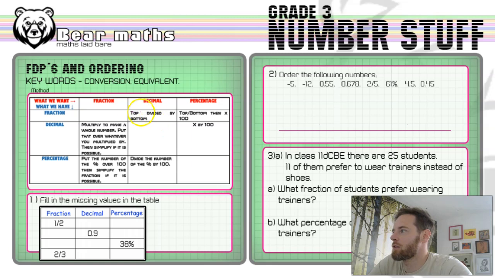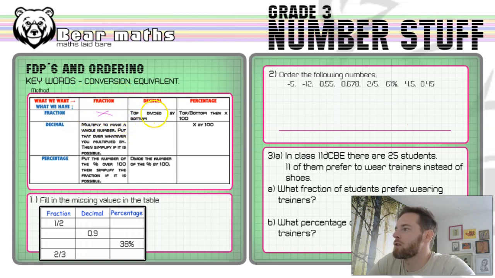So in the methods section I've got a little table which tells you how to go from one thing to another thing. It's what we've got down the side and what we want along the top. Now, fraction to a fraction, you can simplify fractions, you can find equivalent fractions all day long. There's an infinite number of equivalent fractions. But for the purpose of this video, we don't need this box.